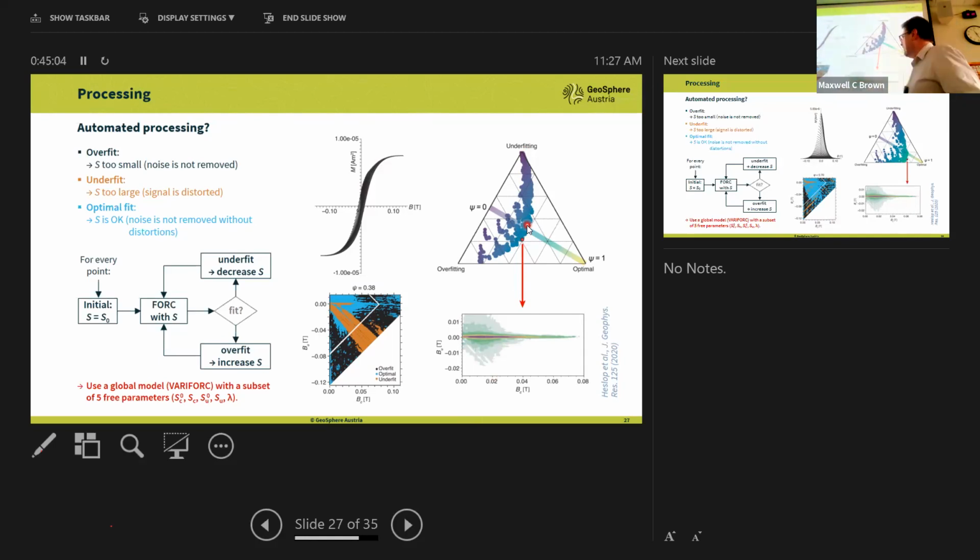In reality, what was done in this paper was to simplify the problem by using the VariFORC approach. The VariFORC approach is controlled by 5 parameters. You have only to change 5 parameters. And so you don't have to run so many simulations.